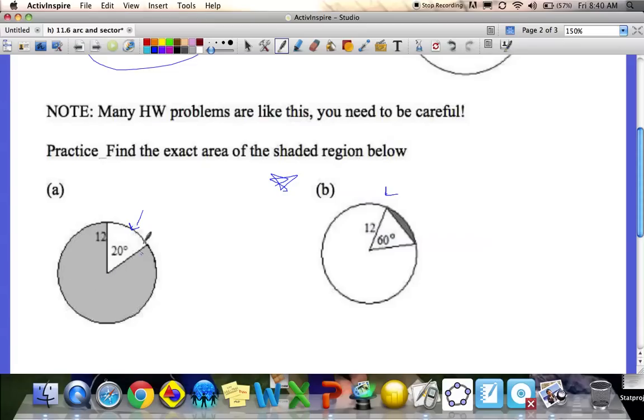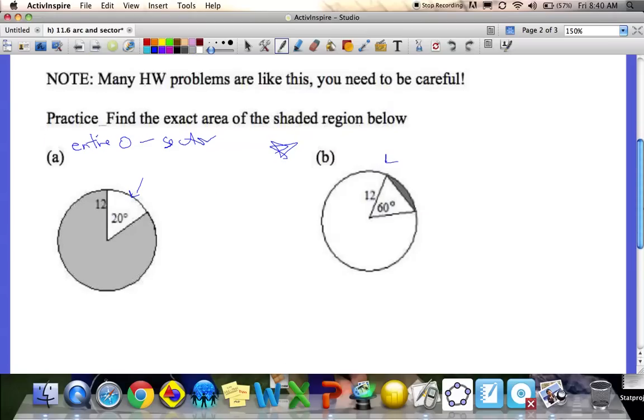So if you can find the whole circle and take out the sector, you will be left with this leftover. So the entire circle minus the sector. If you find the area of the entire circle and subtract off the area of the sector, you'll be left with what you need.